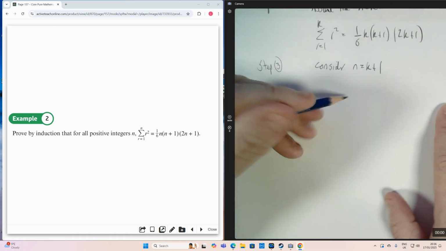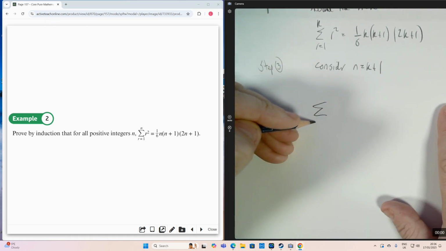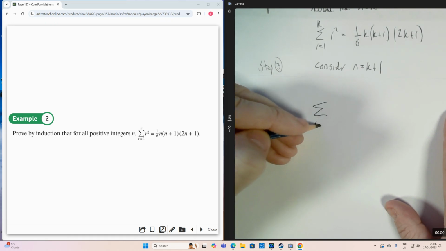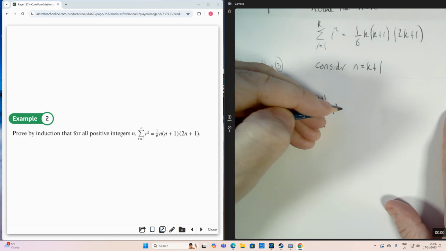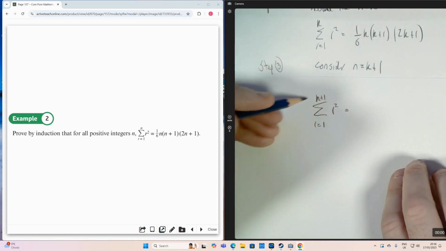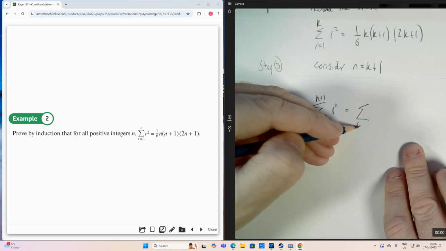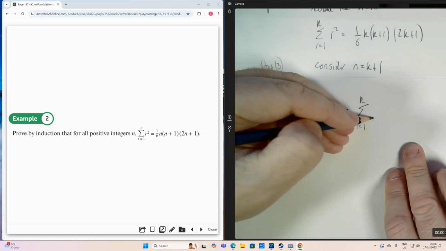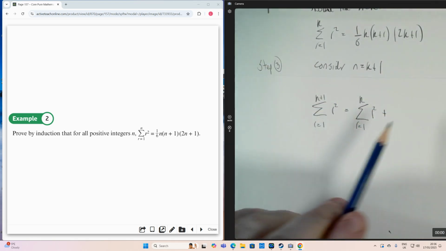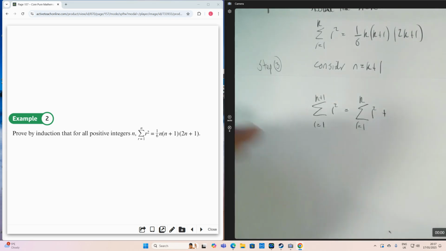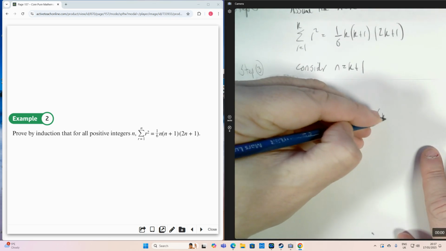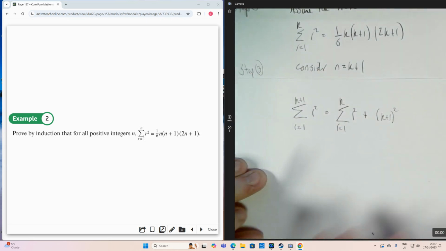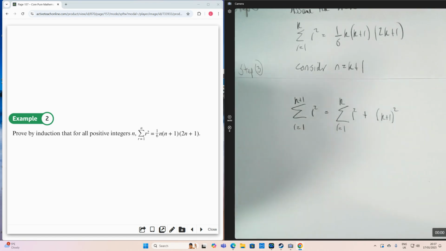So our formula is now the summation from r equals 1 to k plus 1 of r squared is equal to the summation from r equals 1 to k of r squared plus the k plus 1th term, which is the next term. So therefore we have (k plus 1) squared. Now that's our next term, that's our k plus 1th term.